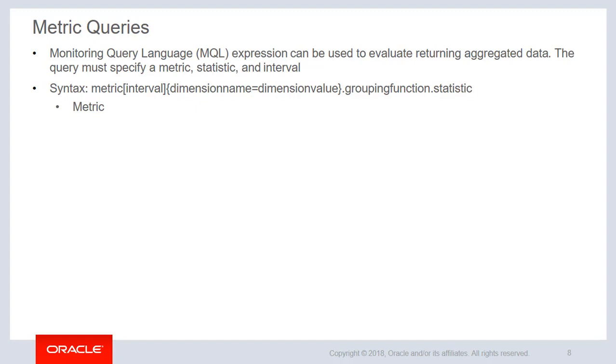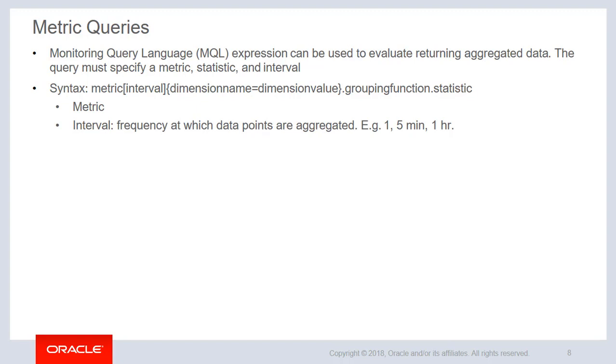So the first one is definitely the metric. Whether you want to have a metric on CPU utilization, or disk bytes written, or a load balancer metric, or object storage metric, you name it, right? So first you define that. The second one is the interval. Interval is nothing but the frequency at which your data points are aggregated, whether it's 1 minute, 5 minutes, or 60 minutes, an hour.